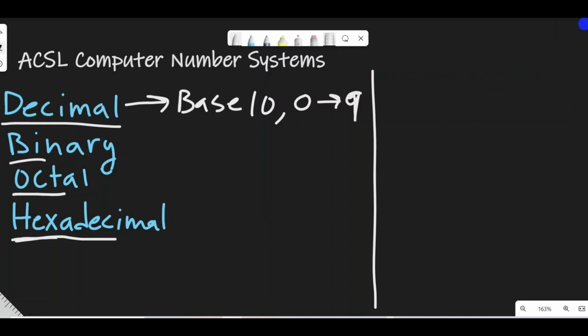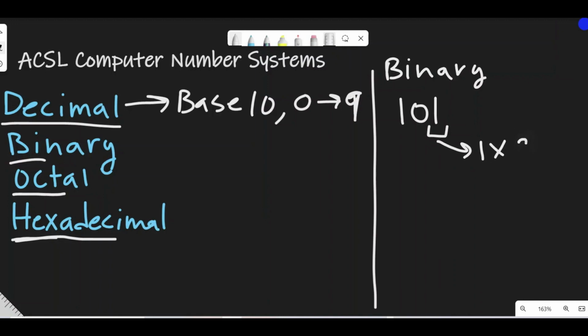systems. So first we have binary, which we know is a base 2 system, and it only uses the symbols 1 and 0. So in binary, let's say we have a number 101. So how do we calculate what this is in decimal? Well, let's get our first index value, which is 1.